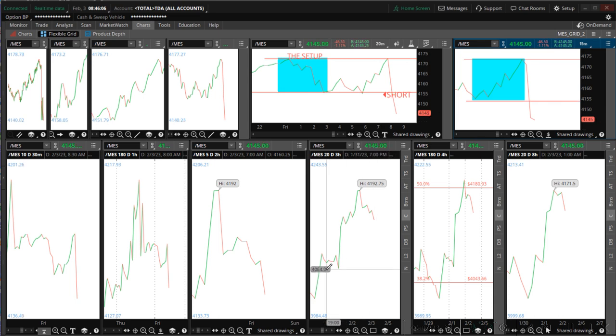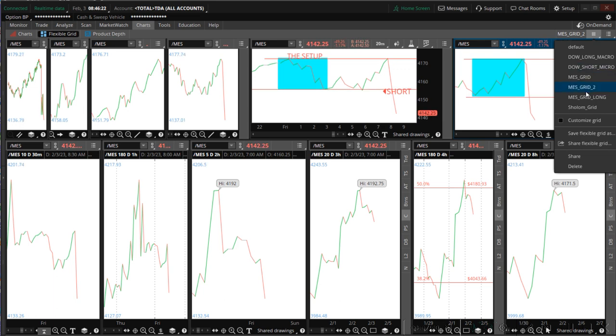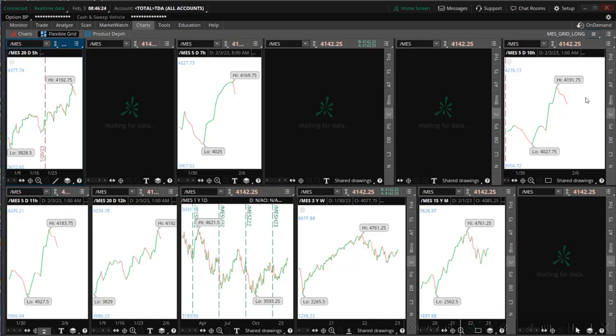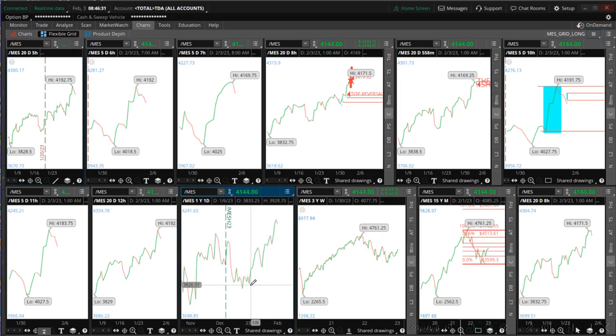Now, on the 3-hour time frame on the microgrid, we have a clear fractal top at 41.92. That kind of helps the case for a bearish trade. Now, let me flip from the microgrid. We're going to flip to the macro grid. Now, on the macro grid, on a daily chart, you'll be able to view this on the video.